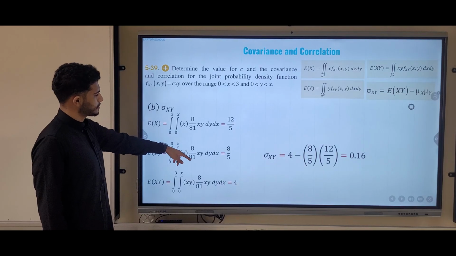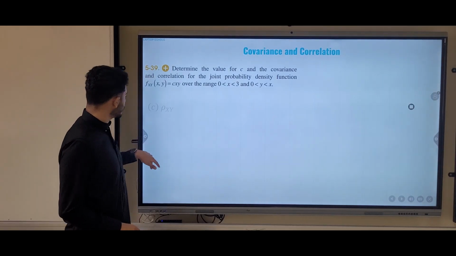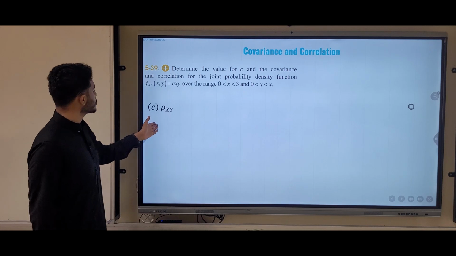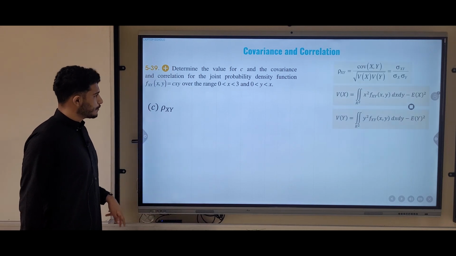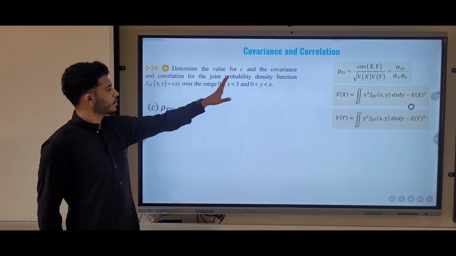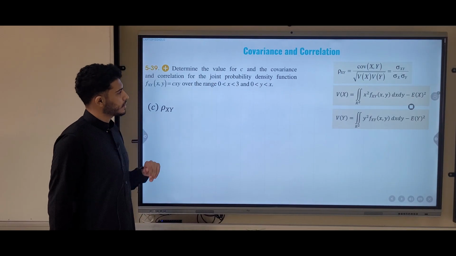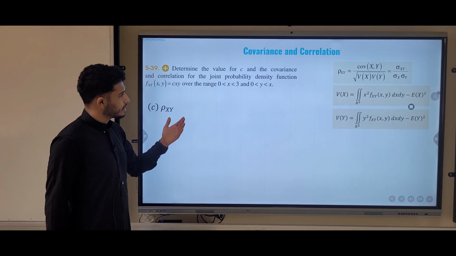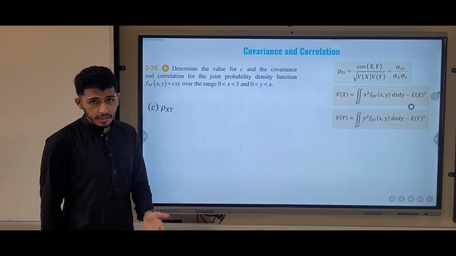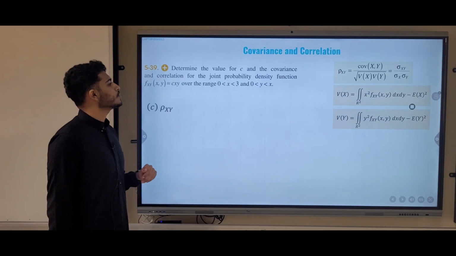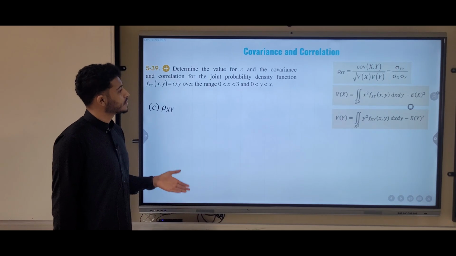for this probability distribution function. Moving to the next part of the question, we're trying to find the correlation of x and y. To find the correlation, we need these formulas here. As we can see, the correlation requires you to find the covariance, which we have already found in the previous step, and also the variance of x and the variance of y.